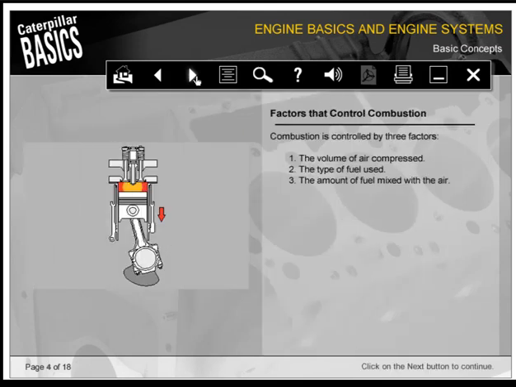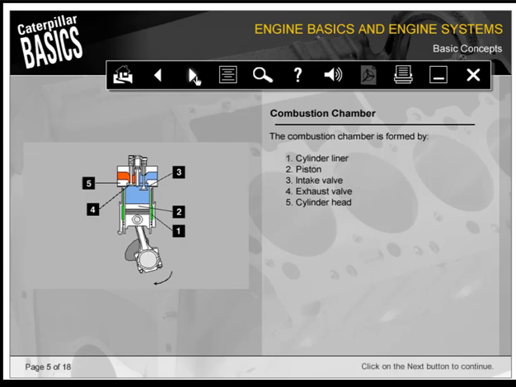Combustion is controlled by three factors: the volume of air compressed, the type of fuel used, and the amount of fuel mixed with the air. The combustion chamber is formed by 1. The cylinder liner, 2. The piston, 3. The intake valves, 4. The exhaust valves, and 5. The cylinder head.